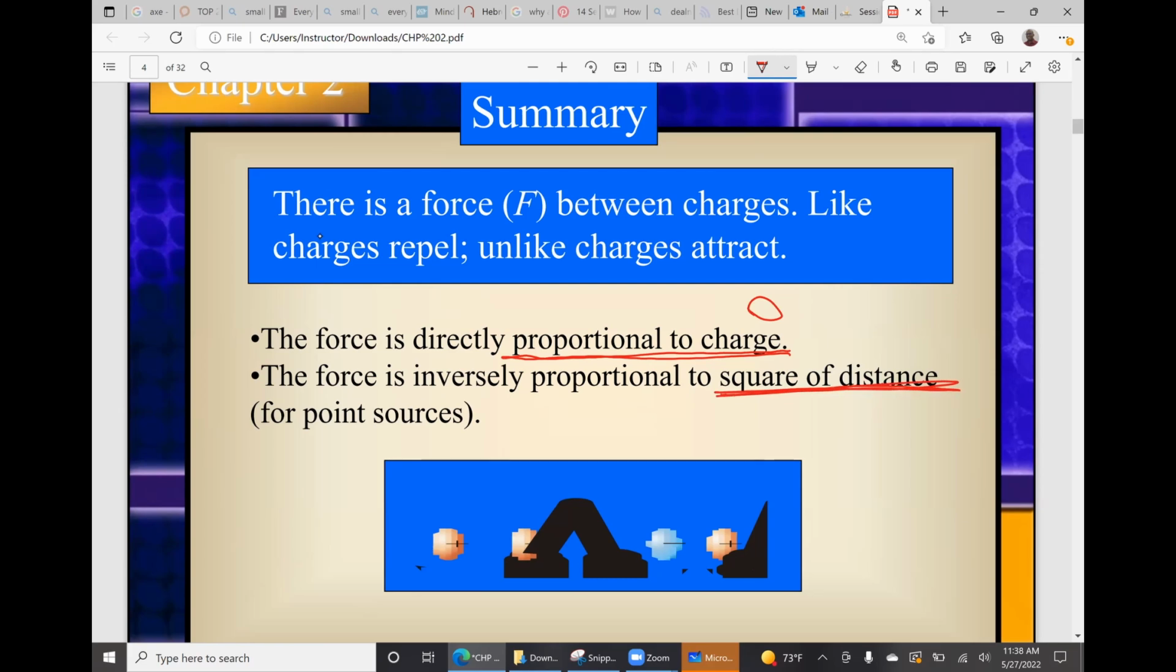What does that say? It says that the force is proportional to the charge. Like charges are going to repel. Okay, hold on. They are going to repel each other. And of course, unlike charges are going to attract.